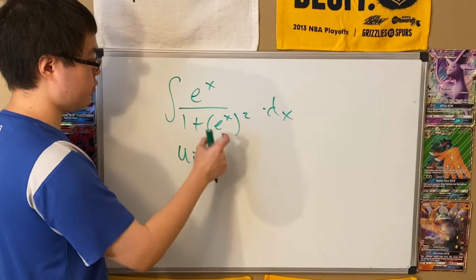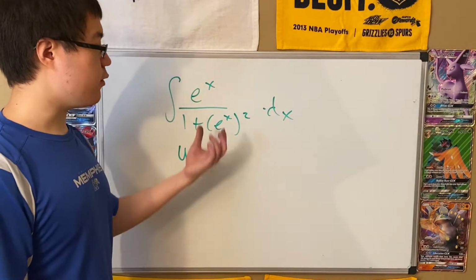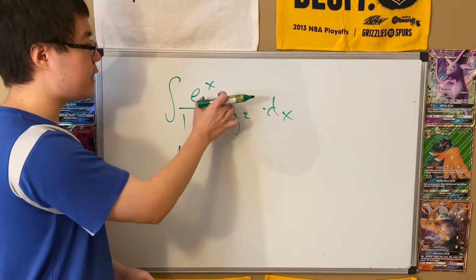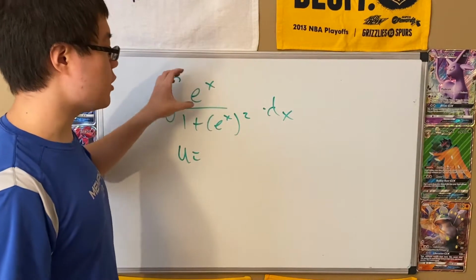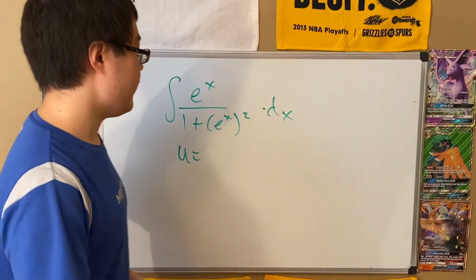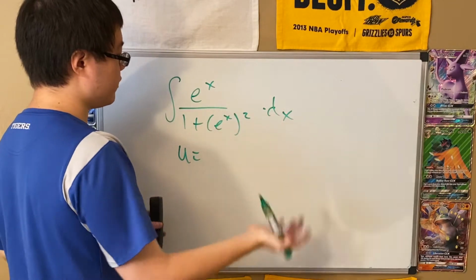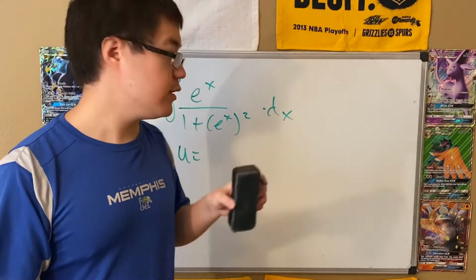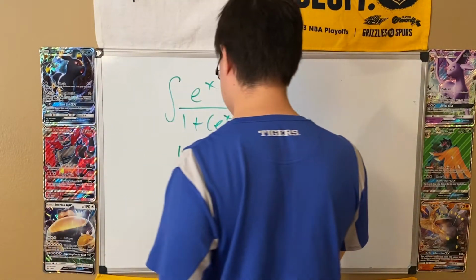So I'm going to argue that u is e to the x. And why is that so? Well, A, it's in parentheses, it's getting raised to a power. The second thing is that its derivative is also in the question. It's just right here, e to the x times dx. And then finally, if I replace all of this stuff and sort of cover it up, I'll notice that I'll have 1 plus u squared, and I know the antiderivative of that. So that's going to be my u, e to the x.